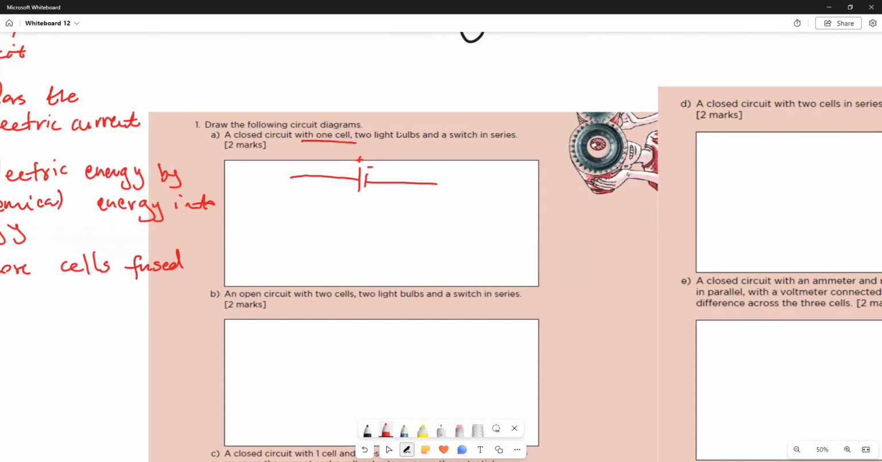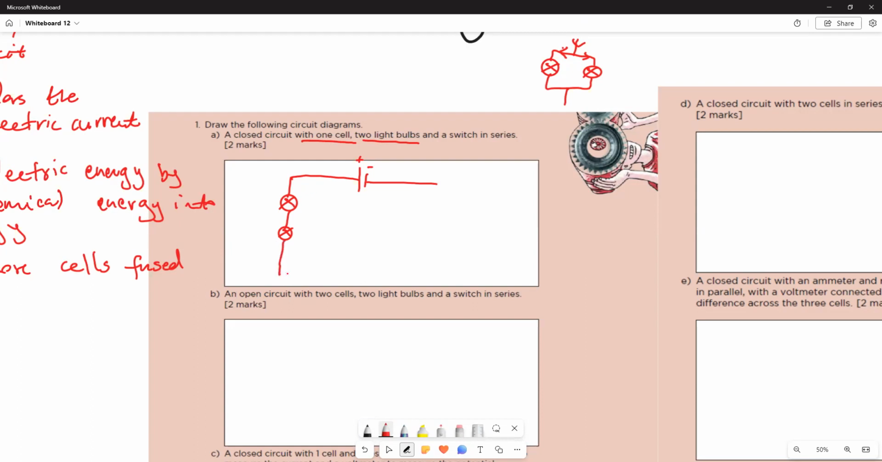So I put one cell, two light bulbs. So two light bulbs, I'll just put them in series. But even if you put them in parallel, it's still correct because they didn't specify, right? In parallel, basically, they will be like this. Switch, light bulb 1, light bulb 2, and then they'll be like that. Those are in parallel, right? The current, if it comes here, it's going to split. It's going to go there and there. So here the current doesn't split. Because they didn't specify, I'll just put them in series.